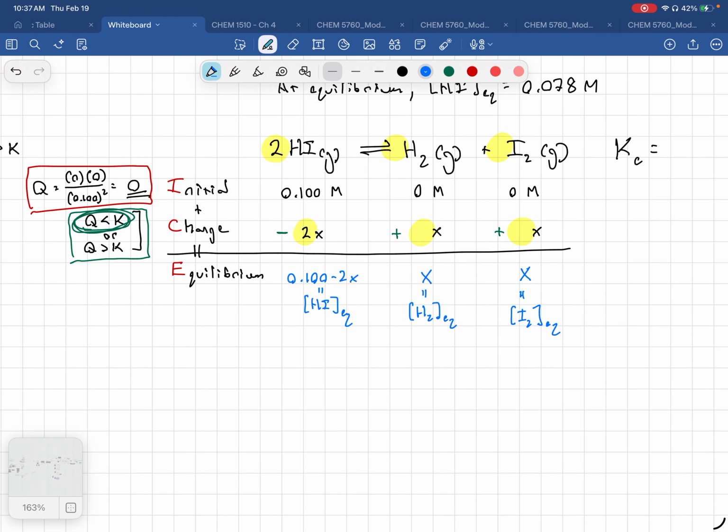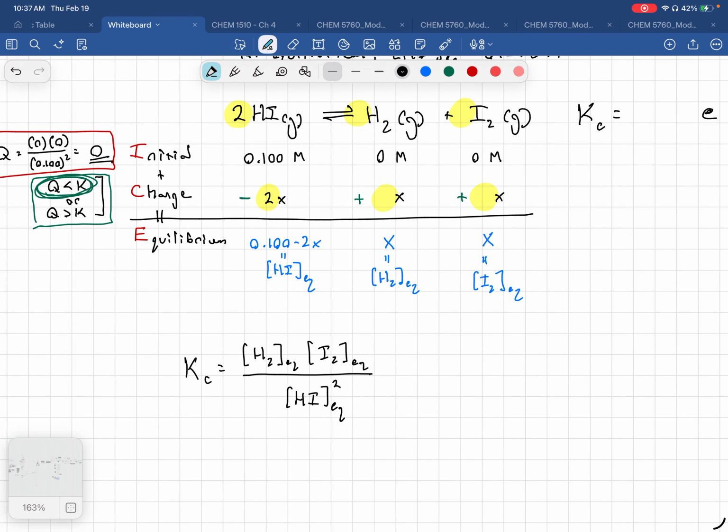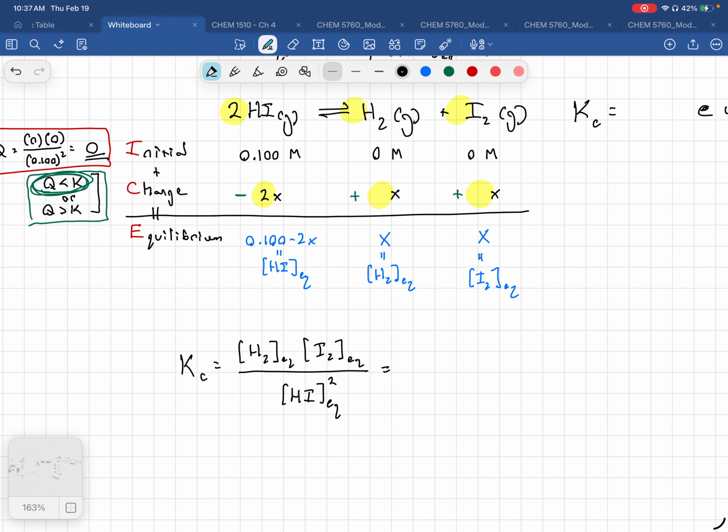Now, we want to determine Kc, and to do that, we need to know our equilibrium H2 concentration, our equilibrium I2 concentration, and our equilibrium HI concentration squared. So how do we determine this? Because we don't know K and we don't know x. We don't know our equilibrium concentrations.